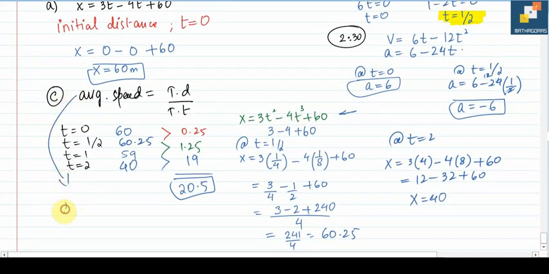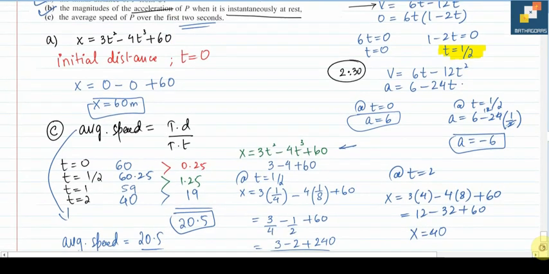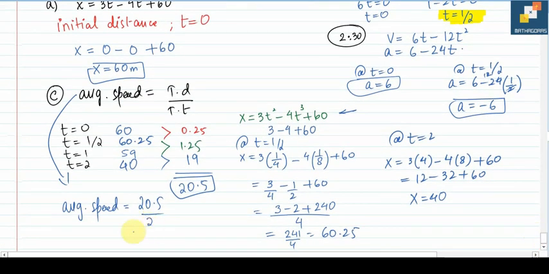So average speed: the total distance we have is 20.5 divided by, what is the value of time? It says over the first 2 seconds, so the value of time we have is 2. 20.5 divided by 2 leads to 10.25, and that is your final answer.